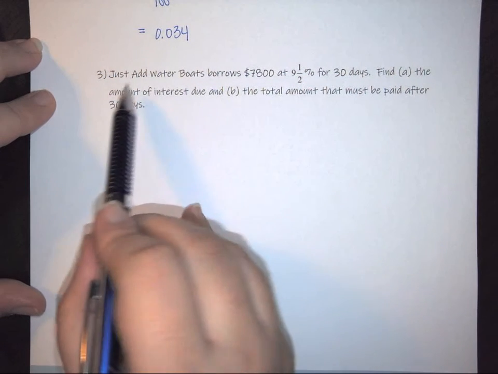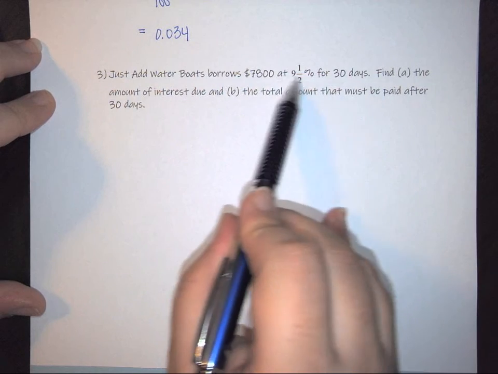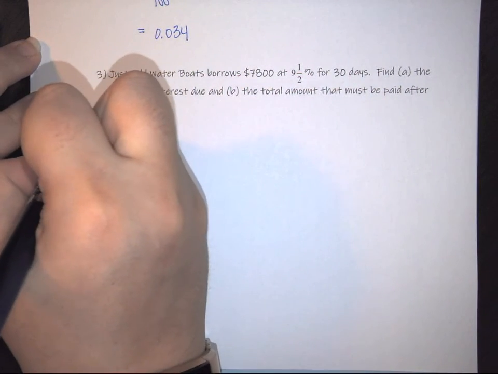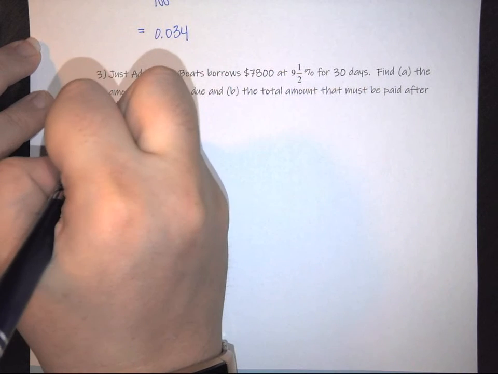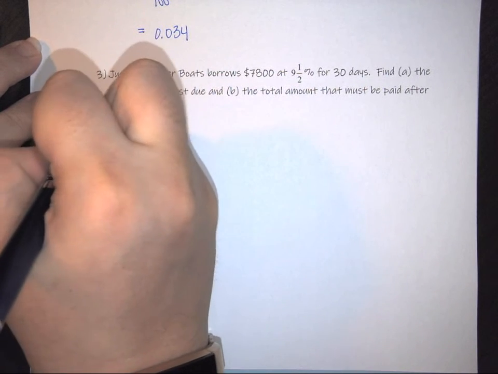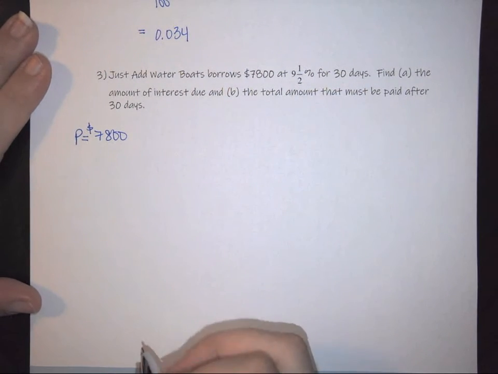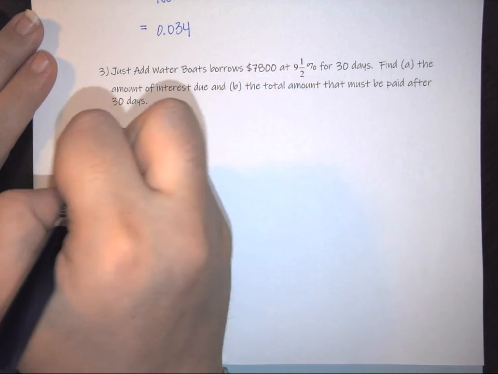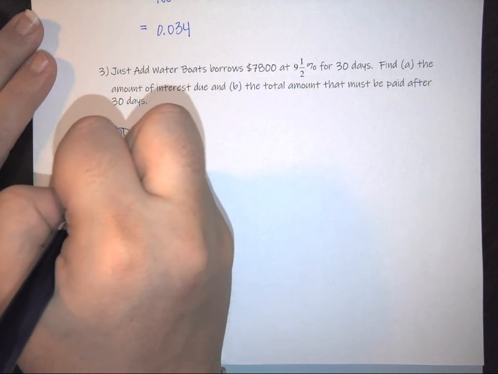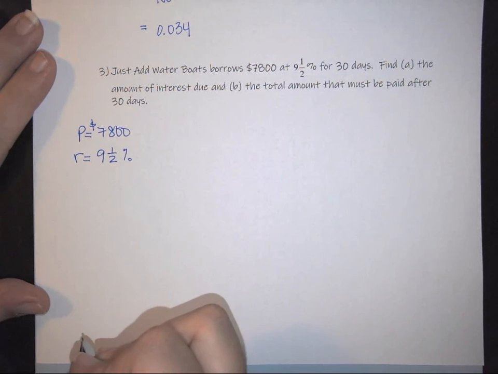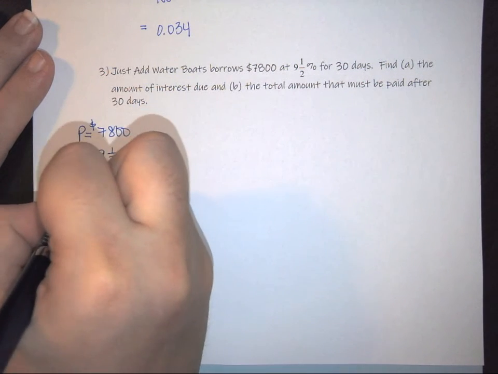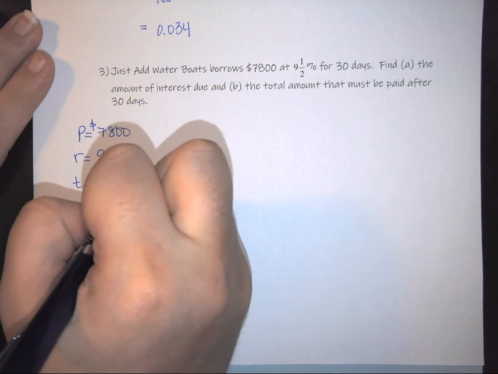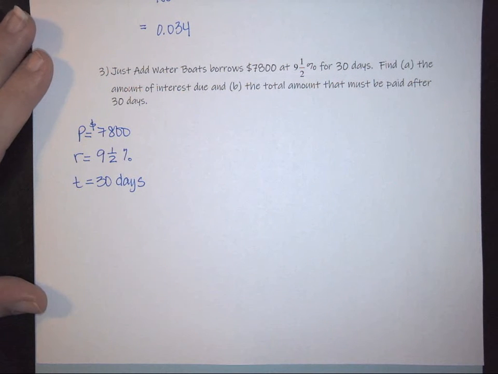So first of all, let's come back up into this first sentence. This first sentence gives us everything we need. First of all, we are borrowing $7,800. That's our P. In terms of our rate, we are told that it is 9.5%. And our T, we are told, is 30 days. So that is all the information that we have.